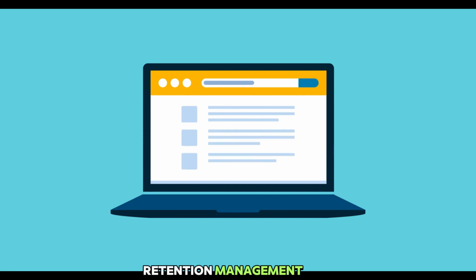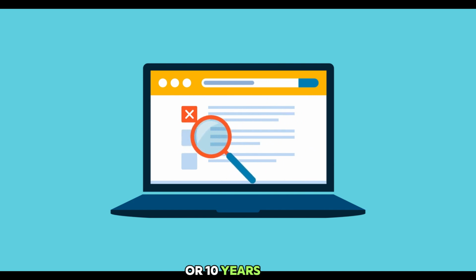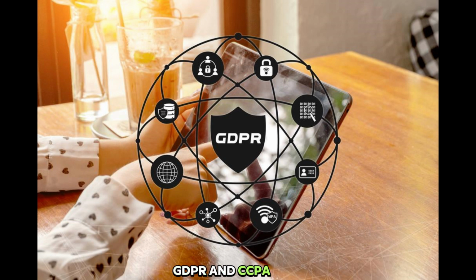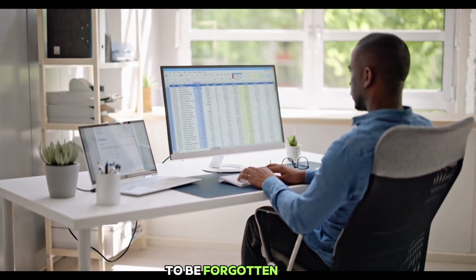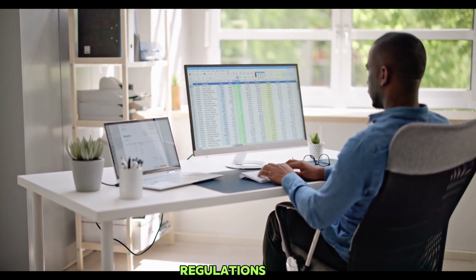Retention management. Apply rules to keep your records for 7 years or 10 years, for example, based on your industry and statutory requirement. GDPR and CCPA compliance. ArchiveHub has built-in features like retention policies and right-to-be-forgotten requests that enable compliance with data privacy regulations.